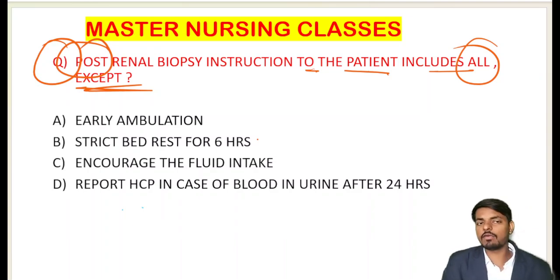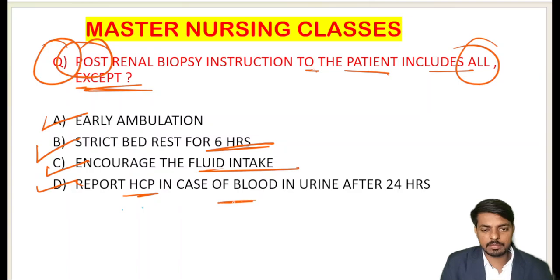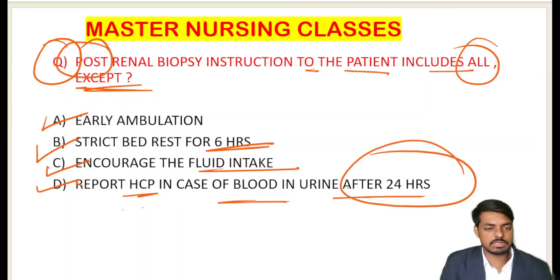So I am waiting for your answers in the live chat session. Option A is early ambulation. Option B is strict bed rest for 6 hours. Option C is encourage fluid intake. Option D is report to the healthcare provider in case of blood in urine after 24 hours. Very importantly, what are all the post renal biopsy instructions to the patient?